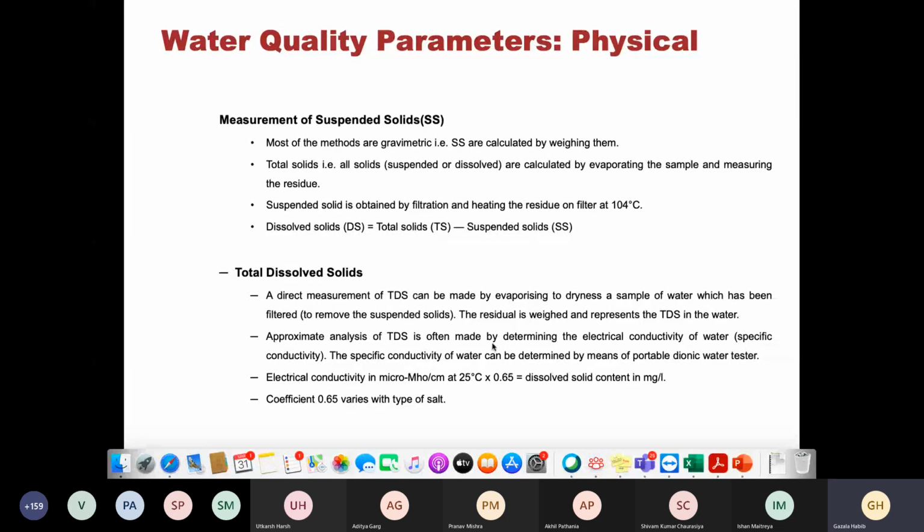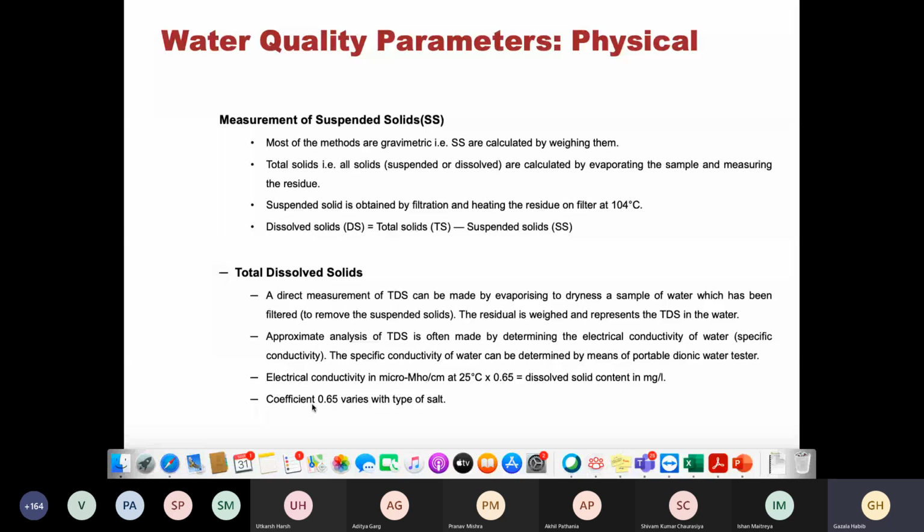Approximate analysis of TDS is often made by determining the electrical conductivity. Another way is to know the electrical conductivity of the water. That will also give you the total dissolved solid. The specific conductivity of water can be determined by means of a portable deionic water tester. So there is a device which can give you the conductivity of water that can be translated into total dissolved solid. Electrical conductivity in micro ohm per centimeter at 25 degrees centigrade multiplied by 0.65. This is the formula to convert the electrical conductivity into dissolved solid.